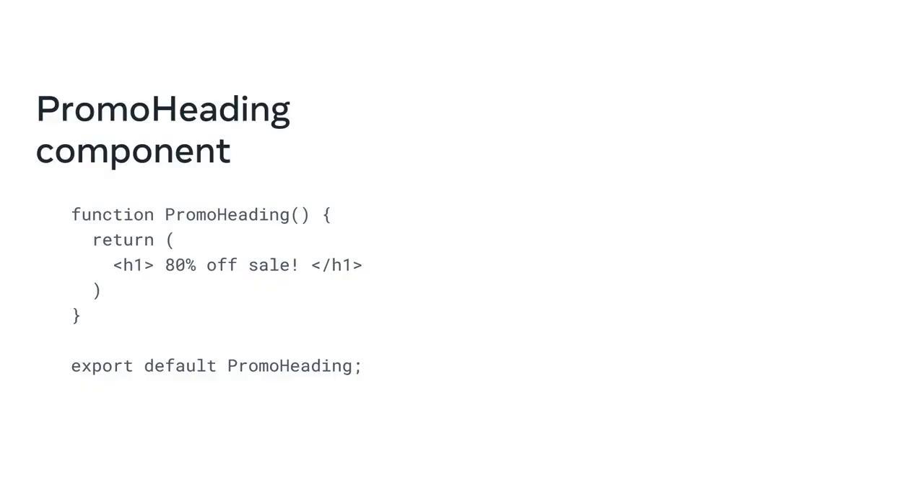Now let's say that the discount increases to 99% off, and you need to update the code to reflect this. One approach is to update the text inside of the h1 tags in the PromoHeading component. That's a quick fix because there is only one change to deal with. However, let's explore a more complex situation.